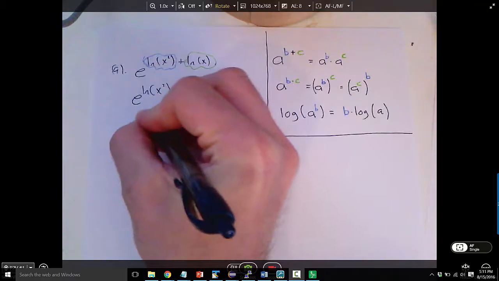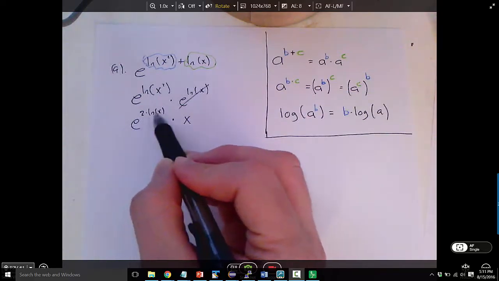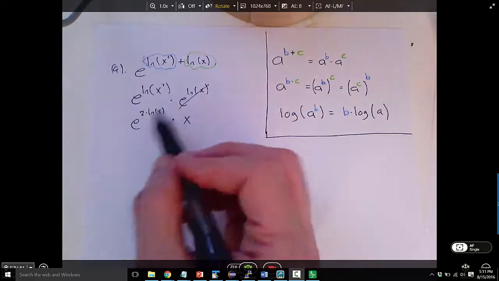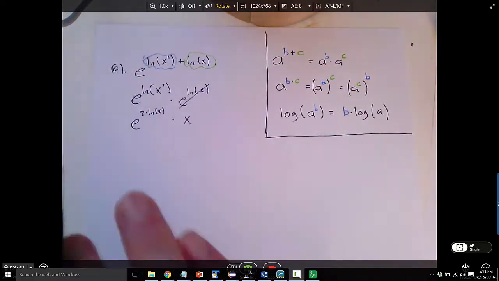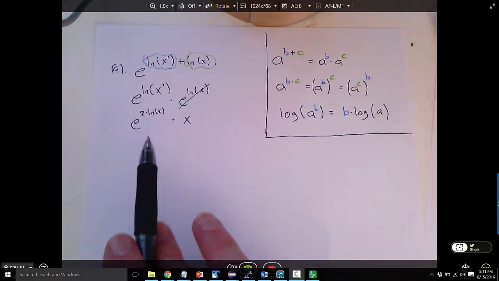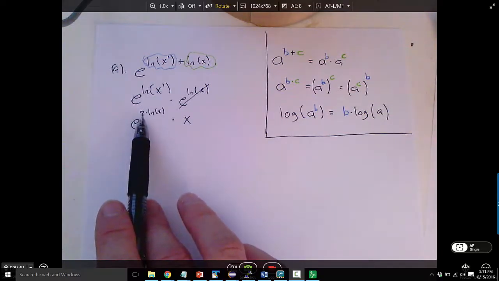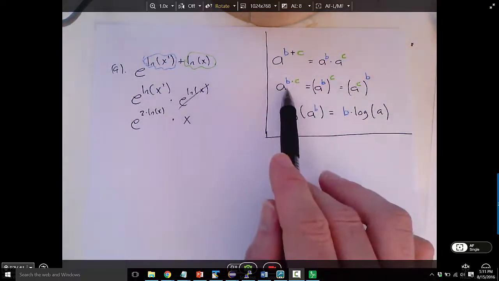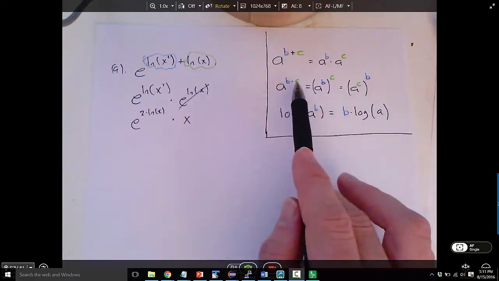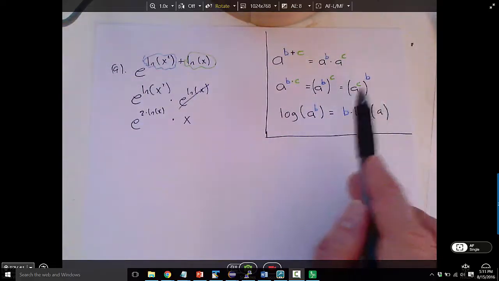So e to the 2 natural log x. You might be really tempted to just cancel the e and the natural log, because they're right there. But don't be tempted, because these transformational rules only apply if the form fits exactly. I see e to the blob times blob. In this case, the blobs are very simple: one is 2 and one is natural log x. So I can rewrite this either as a to the b, and then that whole thing raised to the c power, or, because you could write b times c in the other ordering, a to the c, and then that whole thing to the b.